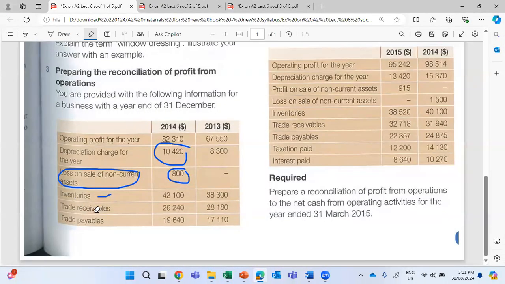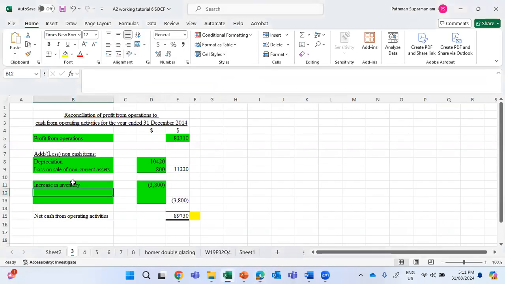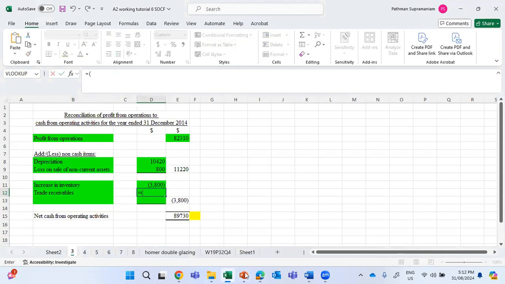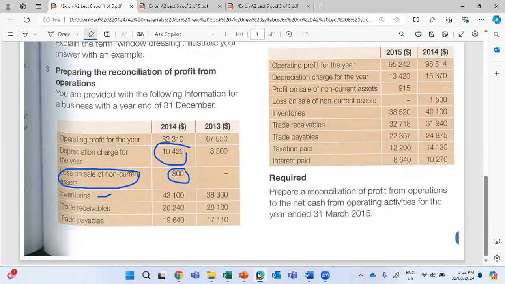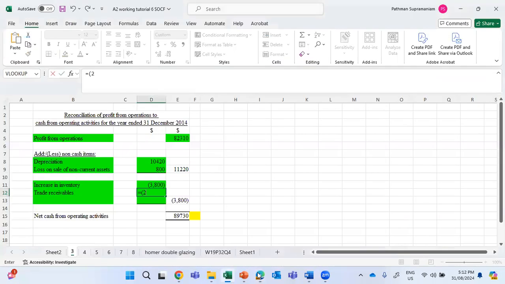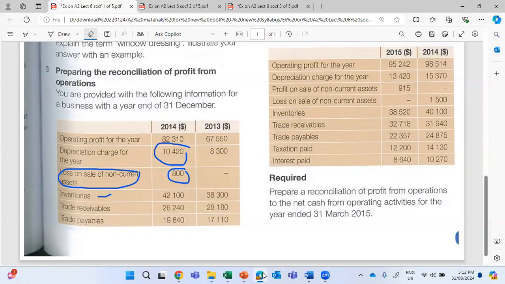Then I have my trade receivables. Comparing last year to this year, the amount has decreased. Decrease in assets means it's a cash inflow. So that would be 28,180 take away 26,240.